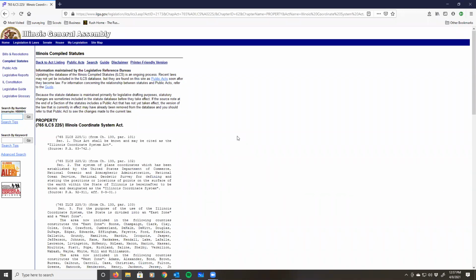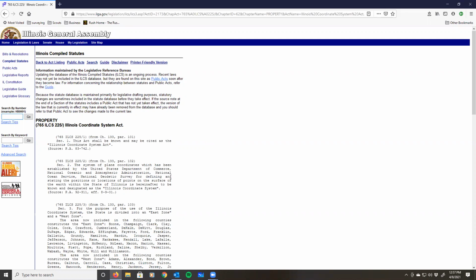Anyway, this is from the webpage for the Illinois General Assembly with the Illinois Compiled Statutes. The state plane coordinate systems that are adopted by the various states are actually codified by law, basically meaning that they are defined as to what parts of the state they apply to, and it actually has the various factors that go into how they are defined.